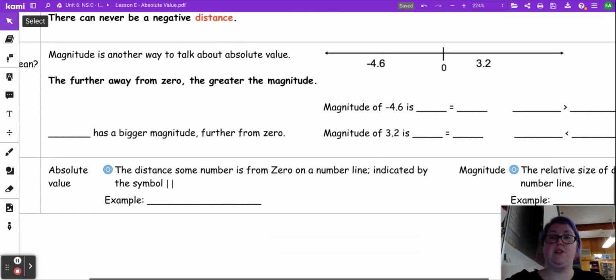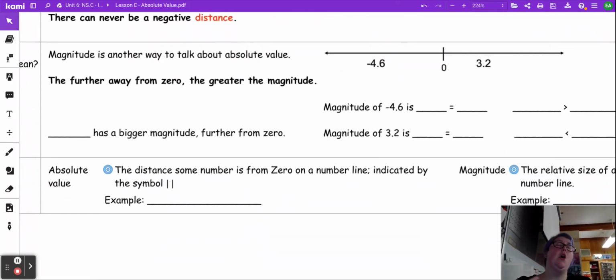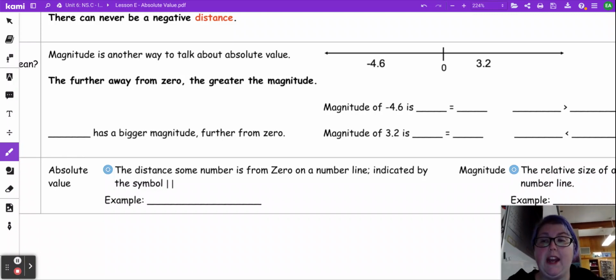So magnitude is another word you might hear when we talk about absolute value. If you've ever heard an adult say the magnitude of that problem, or the magnitude of what's happening in our world today, magnitude means size or distance. So how big or small, how far or close. So magnitude is just a word to say, well, 3 has a smaller magnitude than 15 because it is closer to 0.